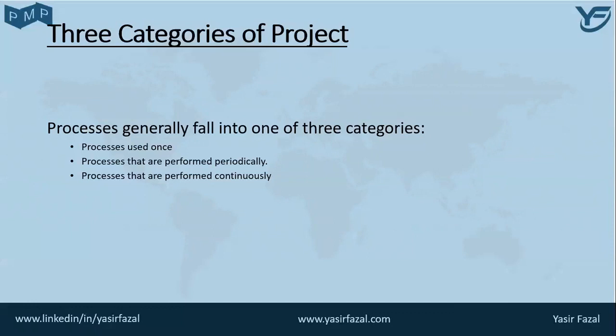For example, acquiring resources is performed when there is a need for resource requirement, or you need to buy, so you need to perform the conduct procurement process as per your need. And then the third one is processes that are performed continuously and throughout the project. For example, defining the various activities may occur throughout the project lifecycle, especially if the project uses rolling wave planning or an adaptive development approach.